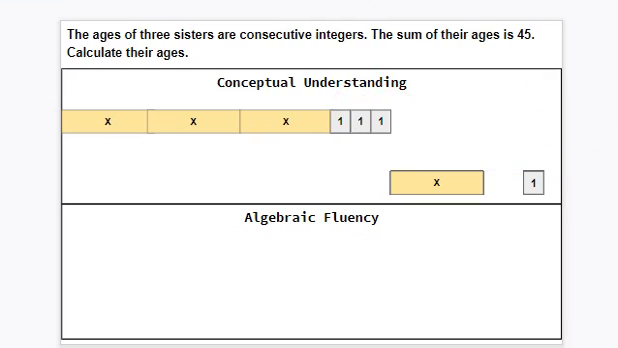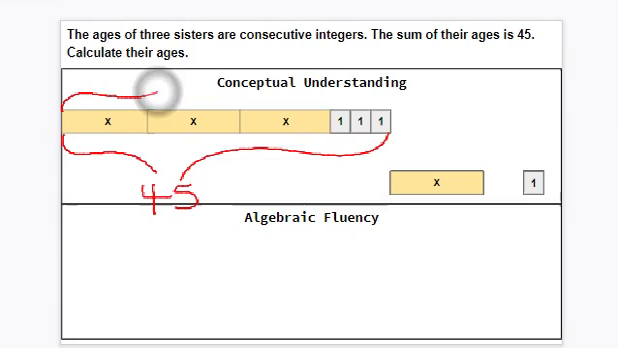Because what this is really saying is that if I add up all of these, their age is a sum of 45, right? All of these are equal to 45. Well, if all of this equals 45, what does this portion equal? What's this part equal to right here? If this whole model is equal to 45, what does this one have to be equal to?